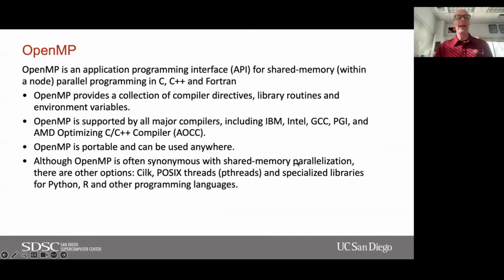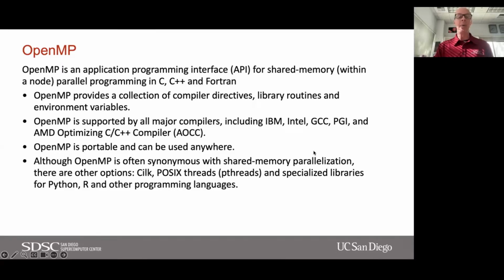Okay, OpenMP is an application programming interface, API, for shared memory programming. Also in C, C++, and Fortran. OpenMP takes a little bit different approach. It gives a collection of compiler directives, library routines, and environment variables. It's actually implemented by the compiler rather than as a separate library. And to the best of my knowledge, OpenMP is supported by all of the major compilers: IBM, Intel, GCC, PGI, and the AMD optimizing compilers that we have installed in Expanse, AOCC.